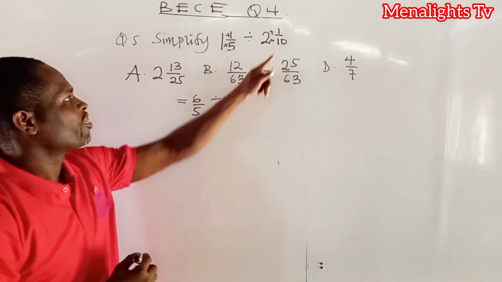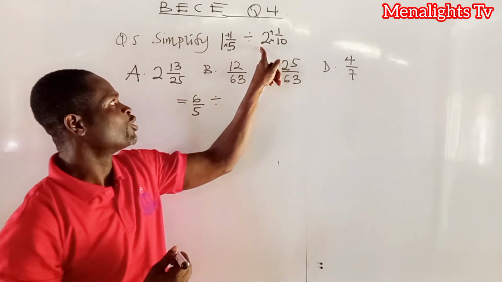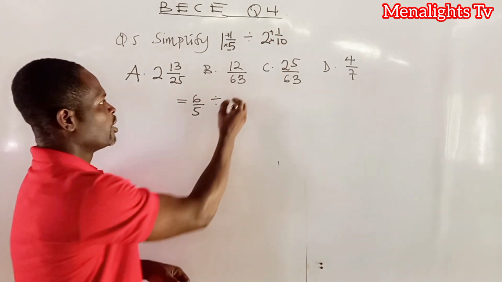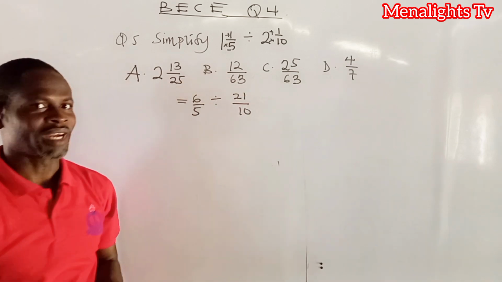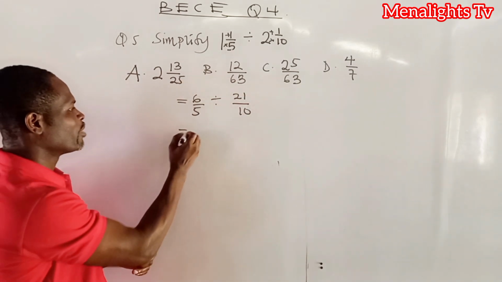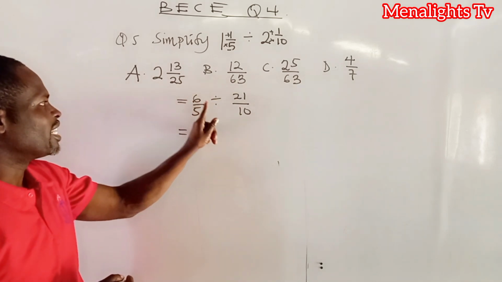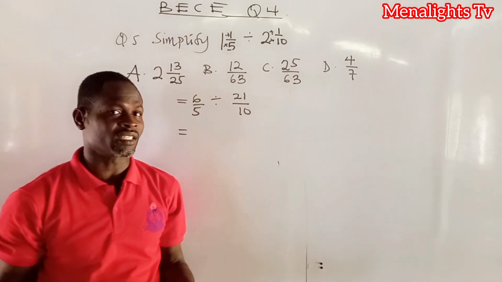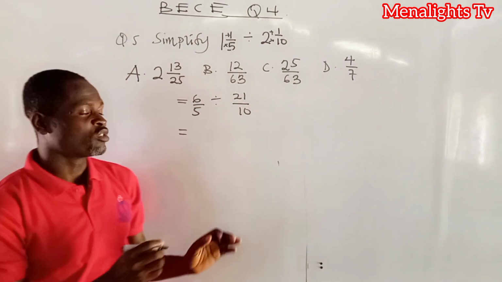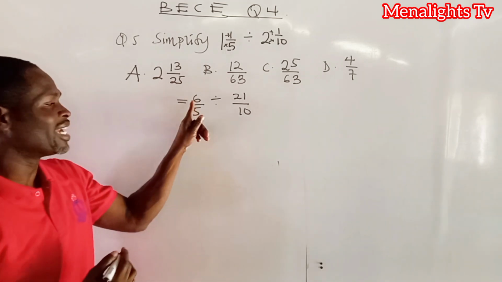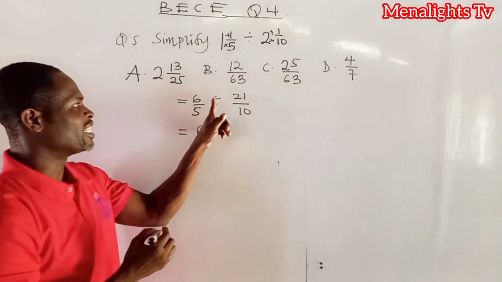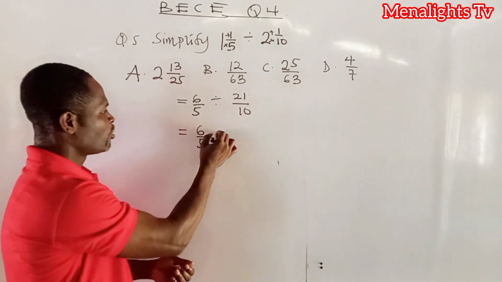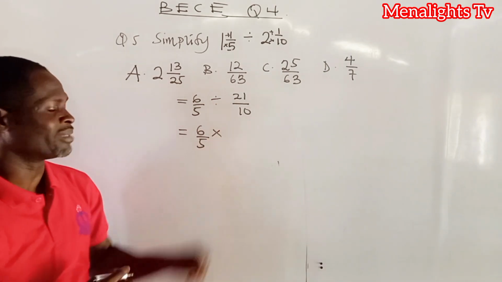So that becomes 6 out of 5, divided by 10 times 2 will give me 20. 20 plus 1 will give me 21 over 10. So this is what we have for now. Then we have to change the division sign to multiplication. Before you do that, you have to maintain the first fraction, that is the 6 over 5. Then you change the division to multiplication.